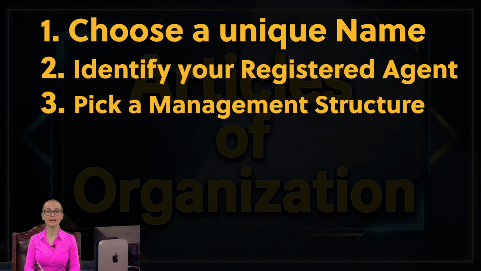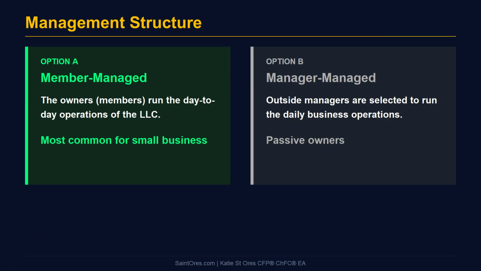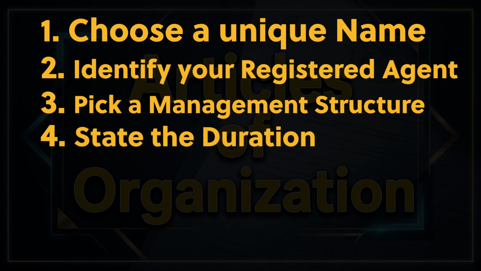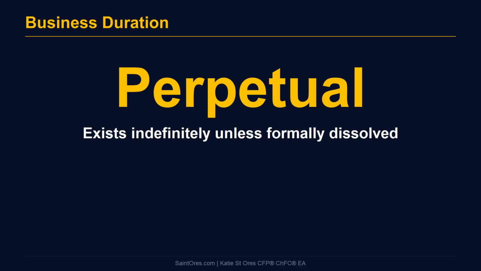Next, you must declare the management structure of your limited liability company. You can choose to have it managed by its members. Alternatively, you can select outside managers to run the day-to-day operations. You will also need to state the duration of your business. Most modern business owners choose a perpetual duration. This means the business will exist indefinitely unless it is formally dissolved.